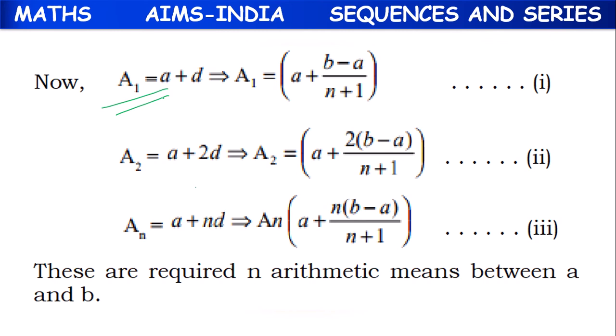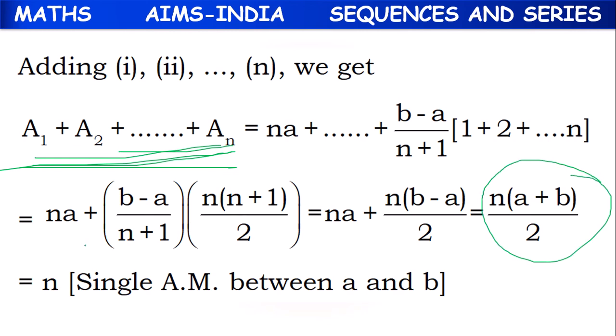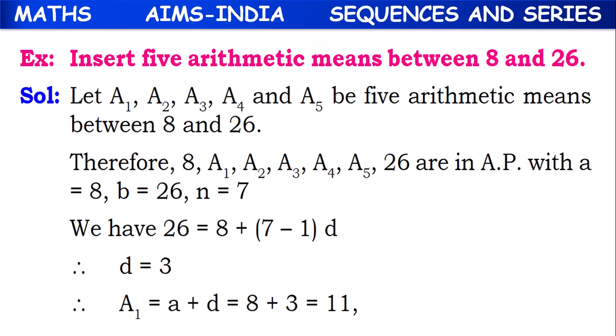And the first arithmetic mean formula is A plus (B minus A) by (n plus 1). Like that, with this formula you can find any nth arithmetic mean by placing that number in the place of n, with the formula an equal to A plus n into (B minus A) by (n plus 1). This formula we have found out. Next, another one, sum of n arithmetic means equal to n into (A plus B) by 2, or n into the single arithmetic mean between A and B. So these are the formulas so far we have covered.